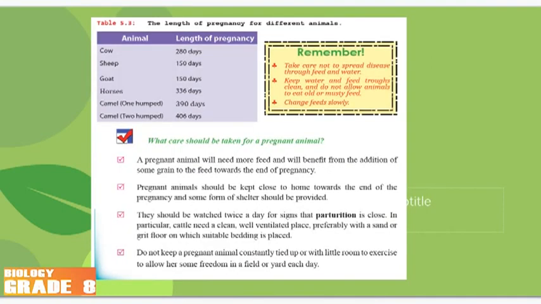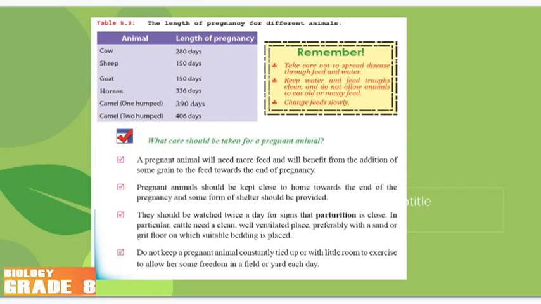Okay, this is a table that shows just how long different animals are pregnant for. You can see that sheep are some of the shortest, same as goat, around 150 days, whilst the cow is 280. The longest one there, two-hump camel, 406 days. That's over a year of pregnancy. So that's a lot. What care should be taken for a pregnant animal?